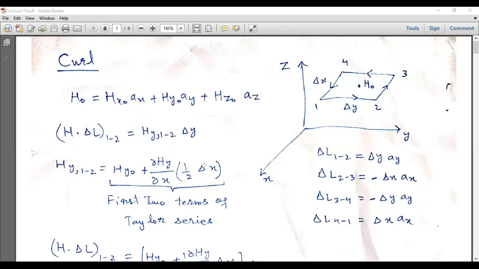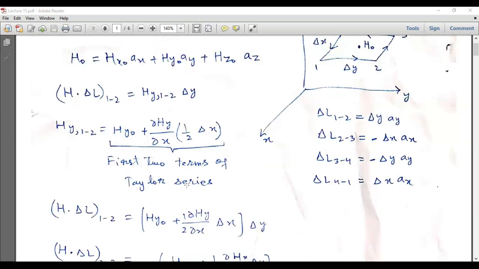So that's what I have written over here, and these are the first two terms of Taylor series. We can further expand our expression up to third or fourth powers, but those terms are very small and they can be neglected without any problem. So we will consider only the first two terms of the Taylor series. So we can substitute this value of Hy from 1 to 2 in this expression, and H dot delta L from 1 to 2 will become this, this is delta y, and Hy from 1 to 2 is equal to this expression.